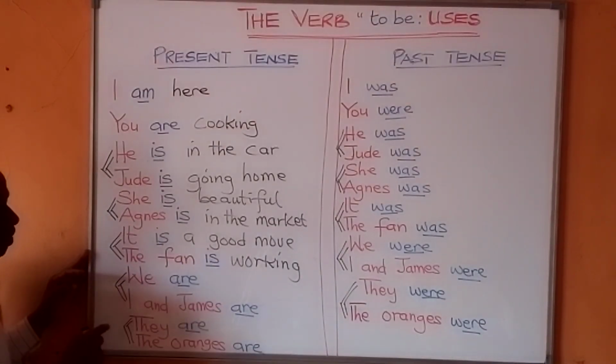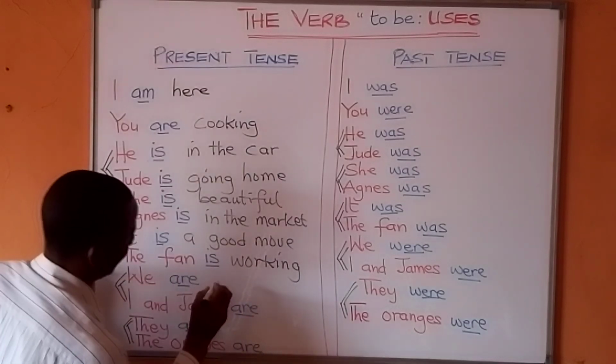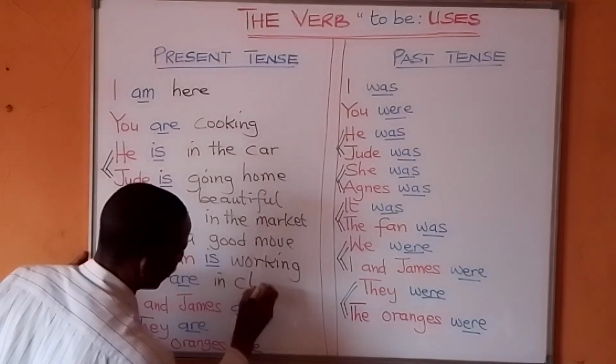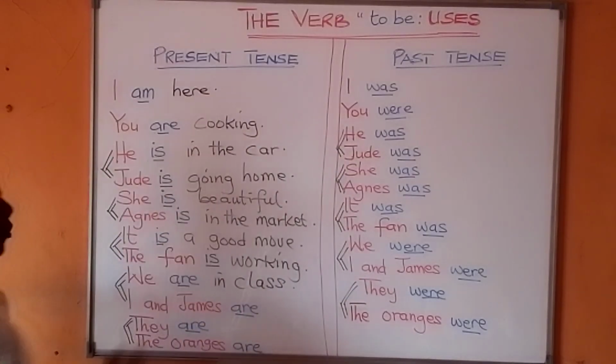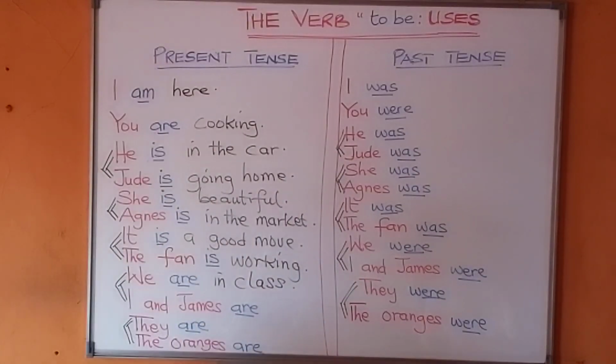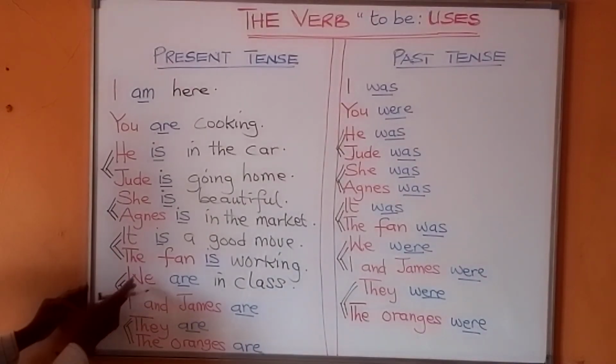We are. We are in class. We are at home. We are cooking. We are studying. We are reading. Okay? Now we, that is including myself. When you say we, you yourself are included.